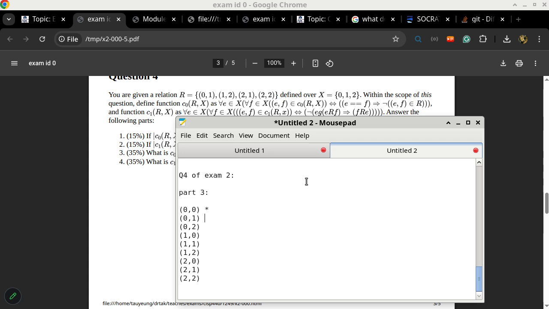So there's a chance that the solution is wrong, because when E is 0 and F is 1, E equals F is false. But if false is on the left-hand side of an implication, the implication is going to be true. So if the right-hand side of the if and only if is true, then the left-hand side also needs to be true, which means 0,1 as an element of C0Rx also needs to be true. So I think the solution may be wrong in that case, because basically anytime you have the two elements being different, they're automatically members.